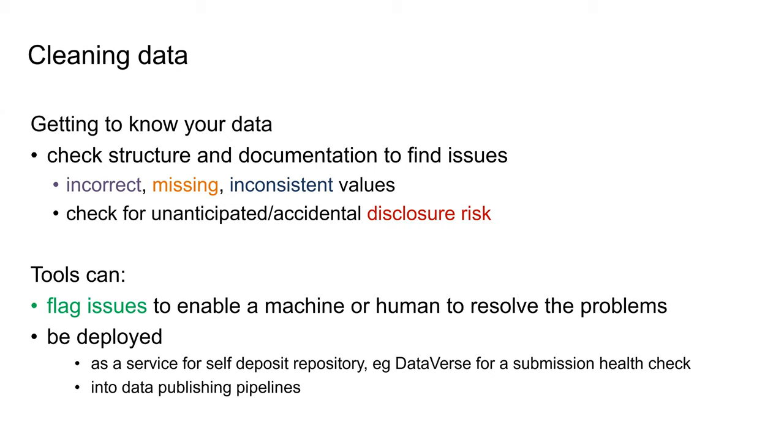They don't change the data by any means, but they do flag where the problems are in a more consistent, error-free approach. They can be deployed as a service for self-deposit repositories. Repositories can ask, for example, that only collections that meet a certain threshold can be submitted. Otherwise, they need to work on the data before being submitted. Or of course, they can be integrated within data publishing pipelines, such as curation workflows for different types of data. One example that always comes to mind here is energy data, because we're talking about such big flows of data, checking that manually would be quite unfeasible.